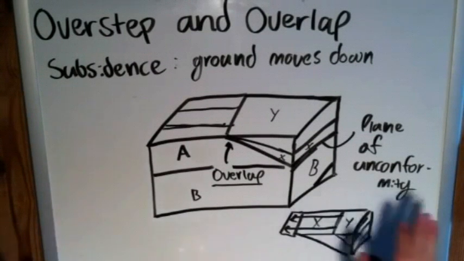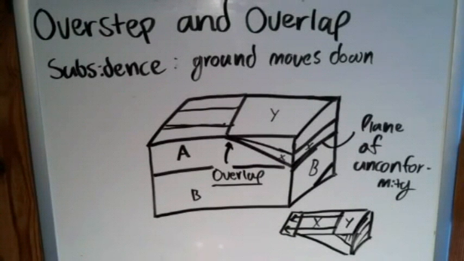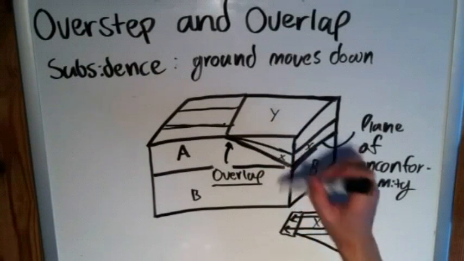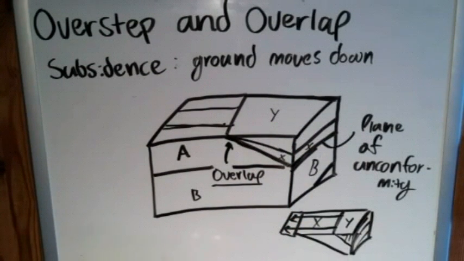If you just have flat layers of strata on top of each other, well, no overlap can really occur because you're not going to have this weird sort of angle going on here. You can't overlap a flat surface when you're already on top of a flat surface. That's just called normal deposition, right?